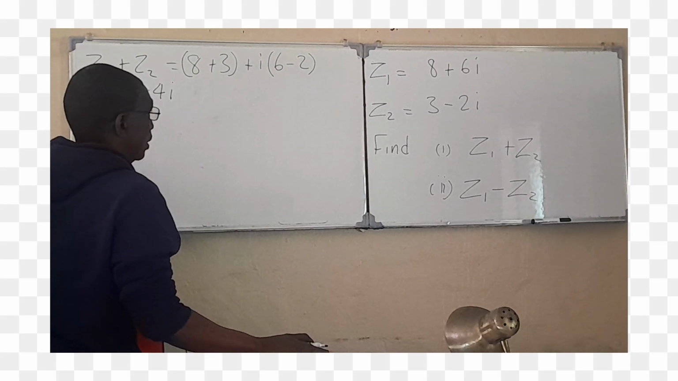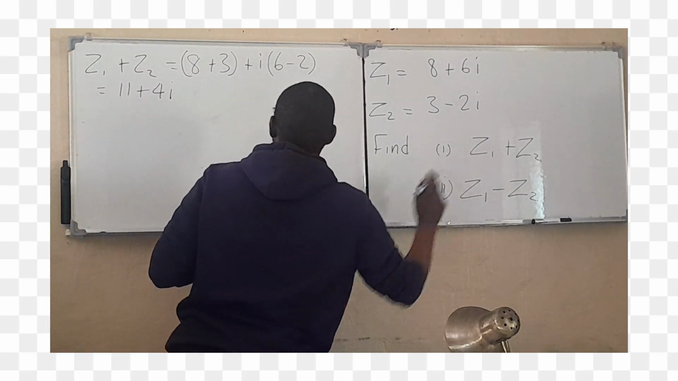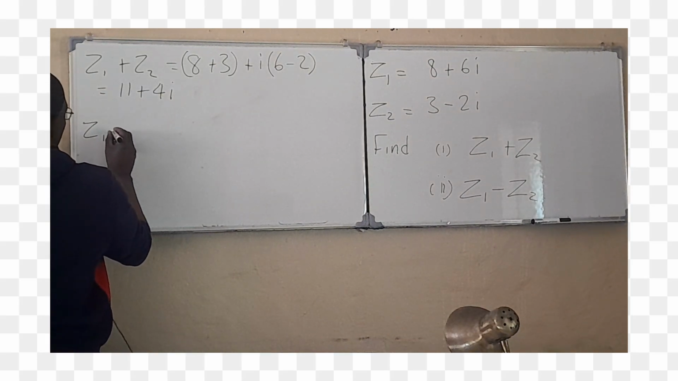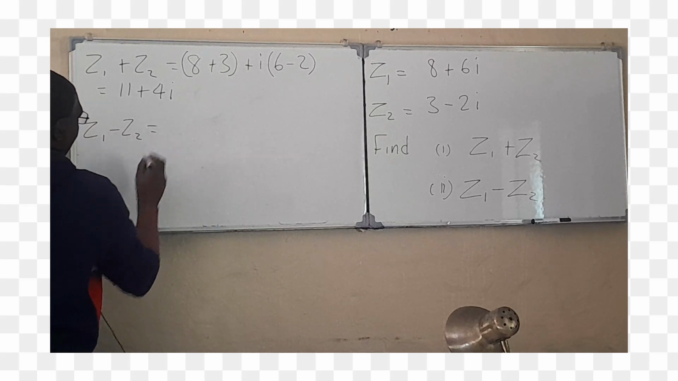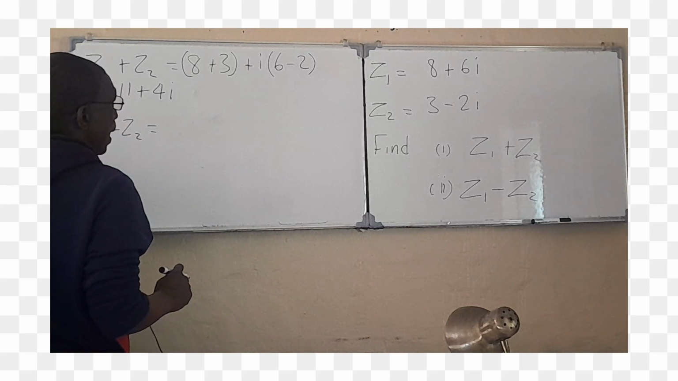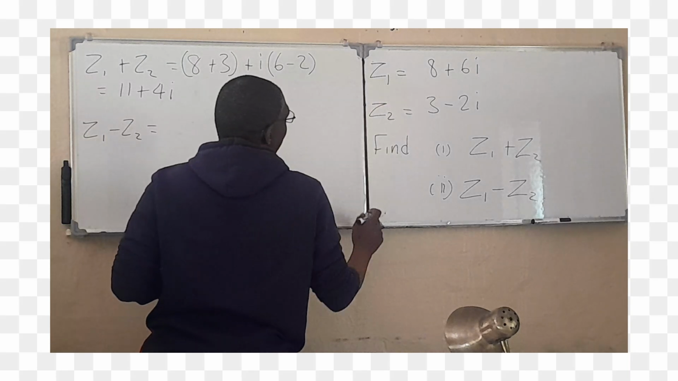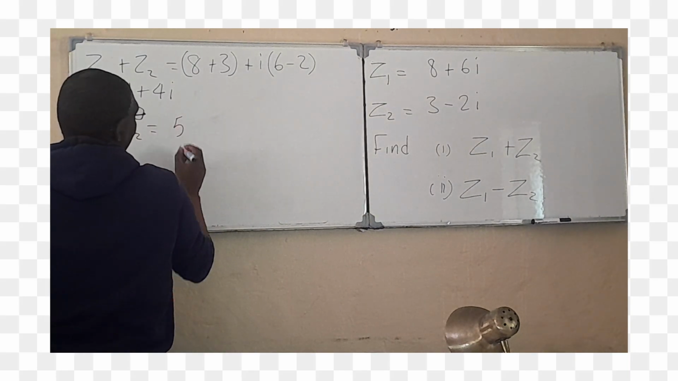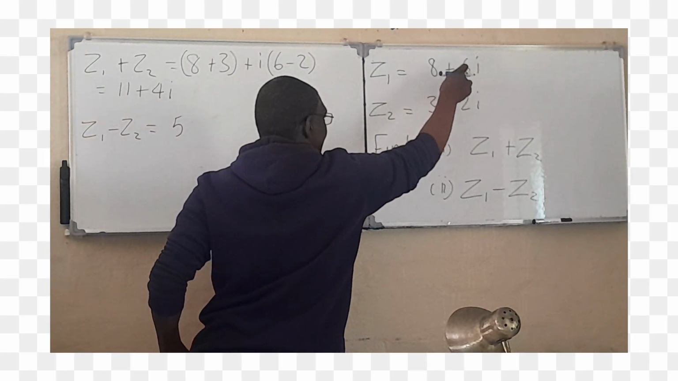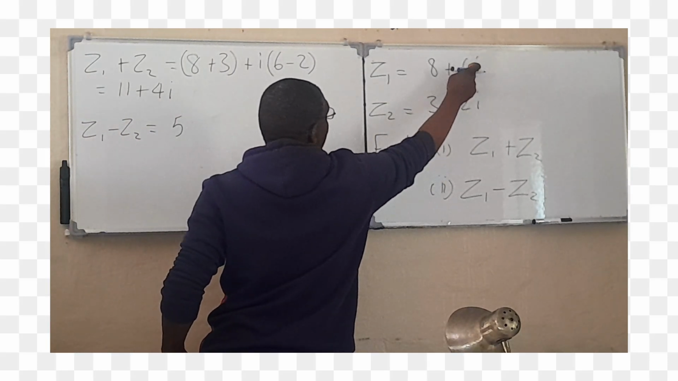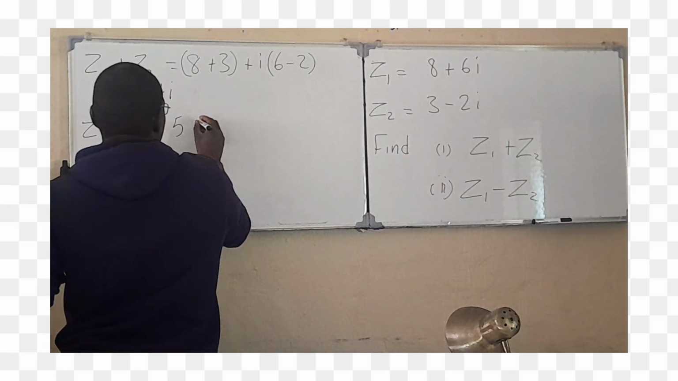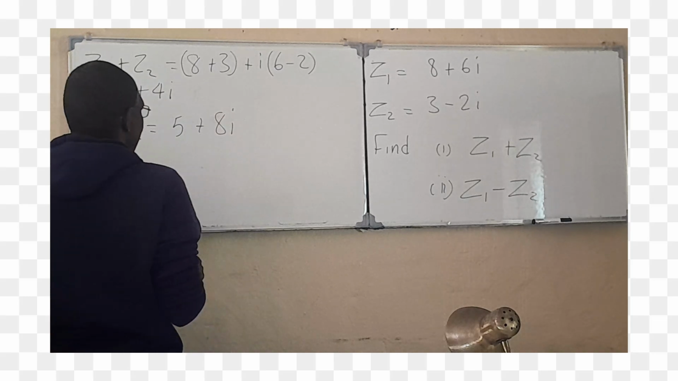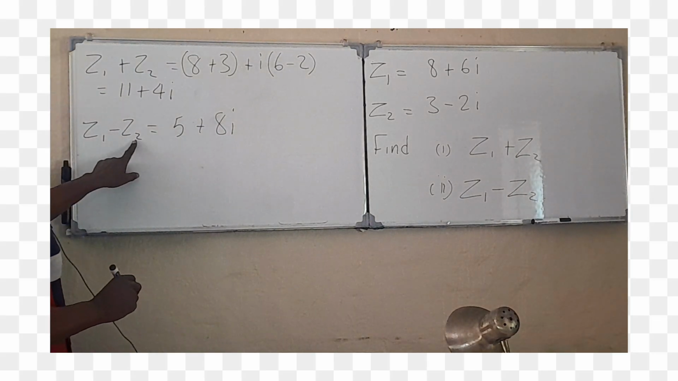Okay? And what about Z1 minus Z2? So Z1 minus Z2, again, we collect our real parts. So we have 8 minus 3, which is equal to 5. Then we have 6 minus minus 2, so it becomes 6 plus 2, which is 8i. That is the difference between Z1 and Z2.